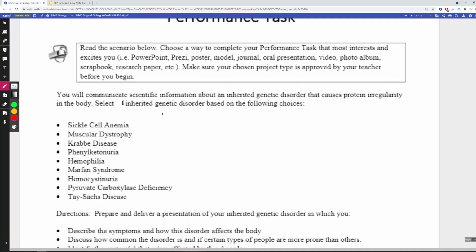What you're going to be researching is one genetic disorder in which that disorder is going to affect something about how the body functions. Either how a protein is folded, or maybe how an enzyme is made or missing. So there are many, many different options. You only need to pick one.